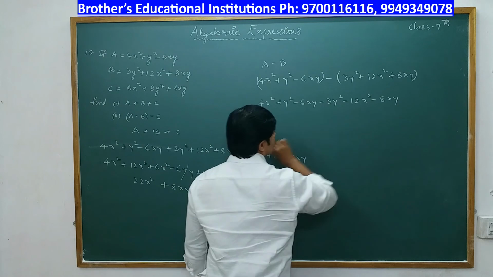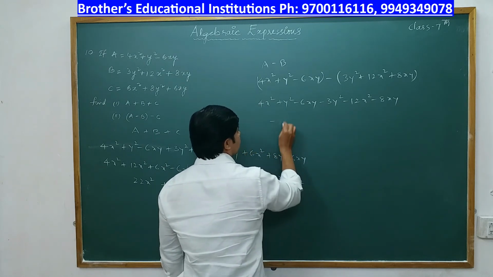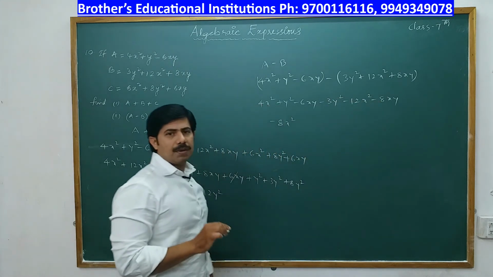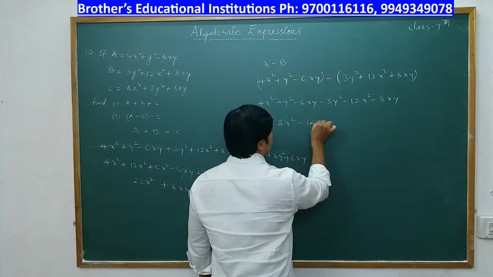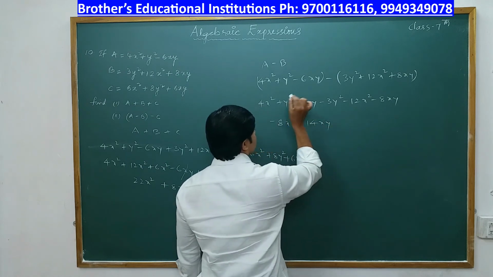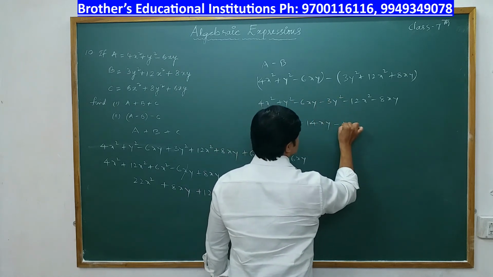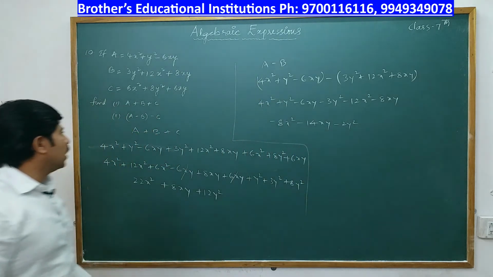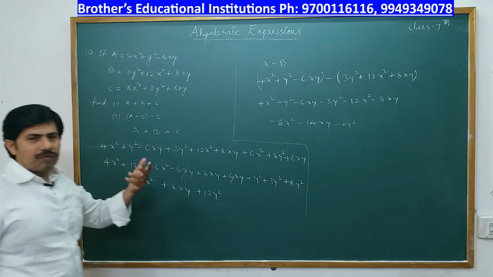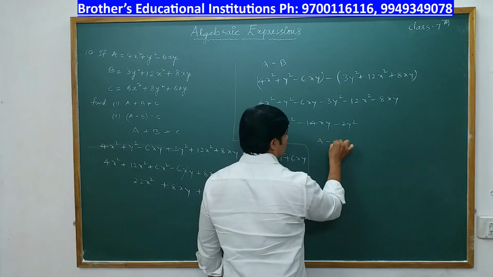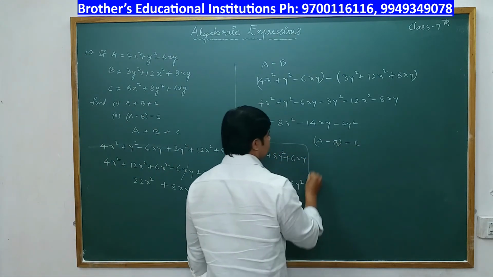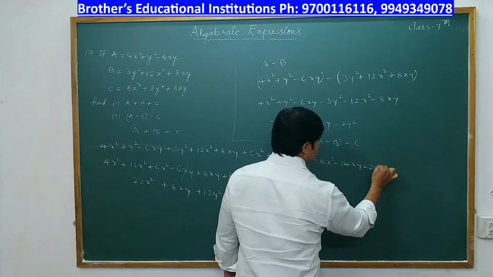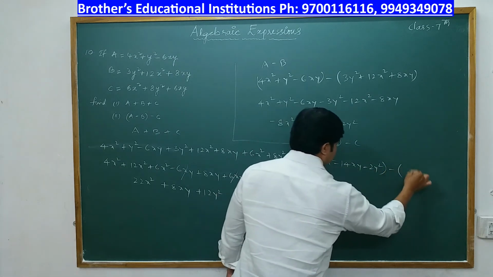Now just subtract these two. 4x square minus 12x square is minus 8x square. Then minus 6xy minus 8xy is minus 14xy. Then y square terms, plus y square minus 3y square is minus 2y square. After this a minus b, now a minus b minus c we do. What is a minus b? Minus 8x square minus 14xy minus 2y square, minus of c.